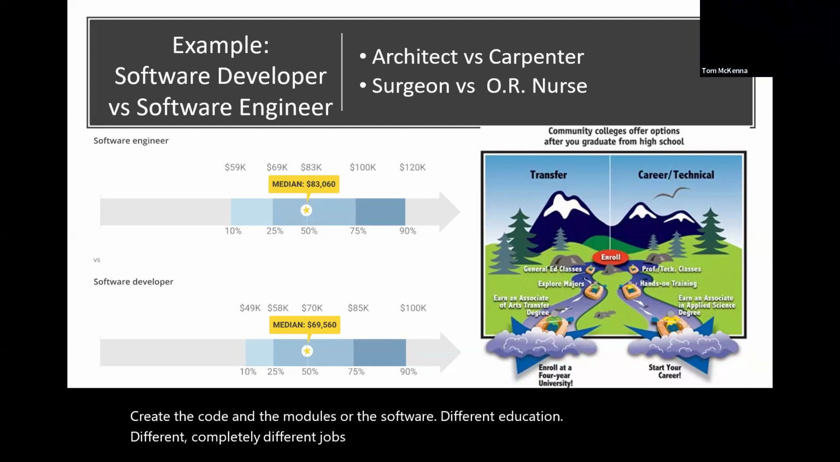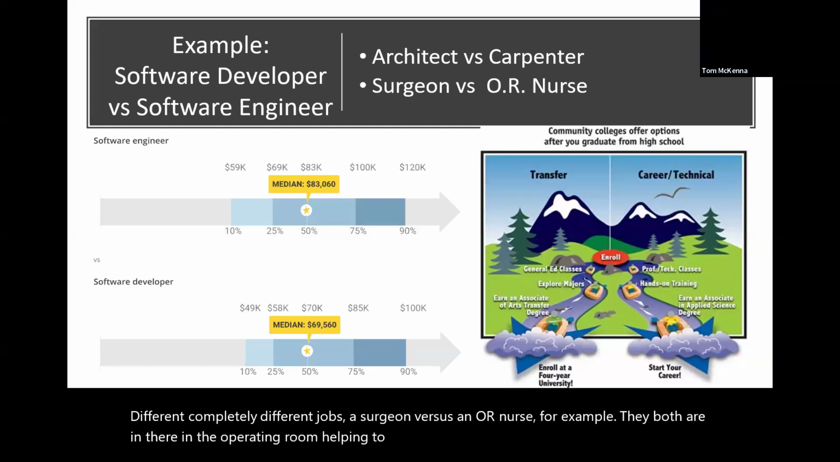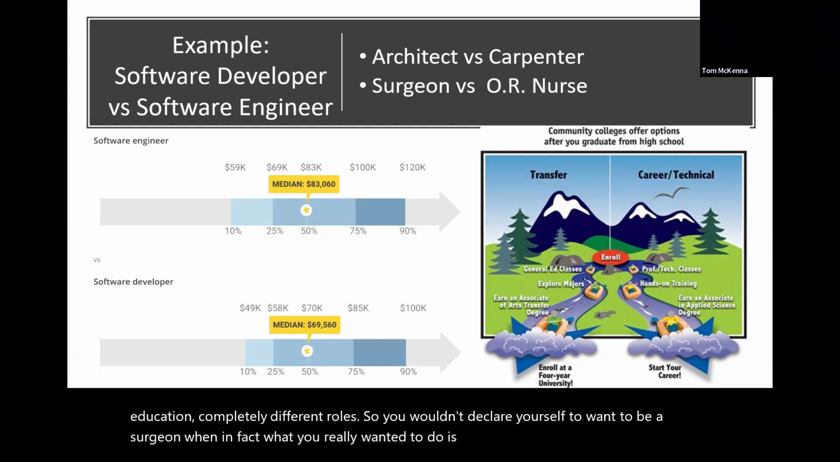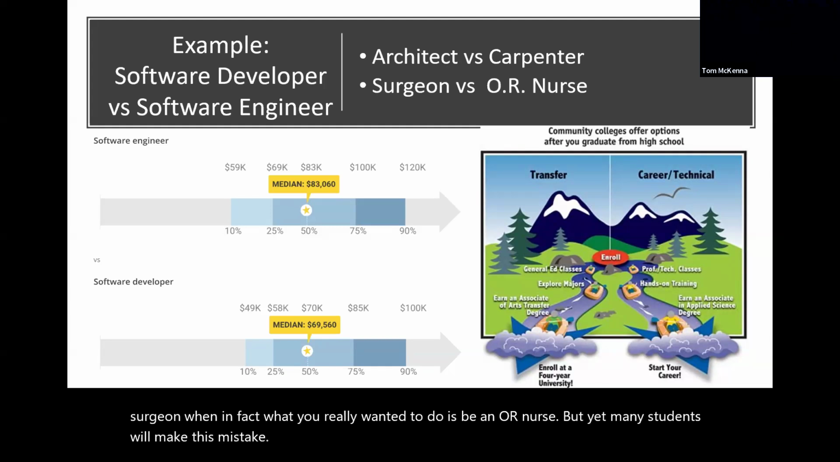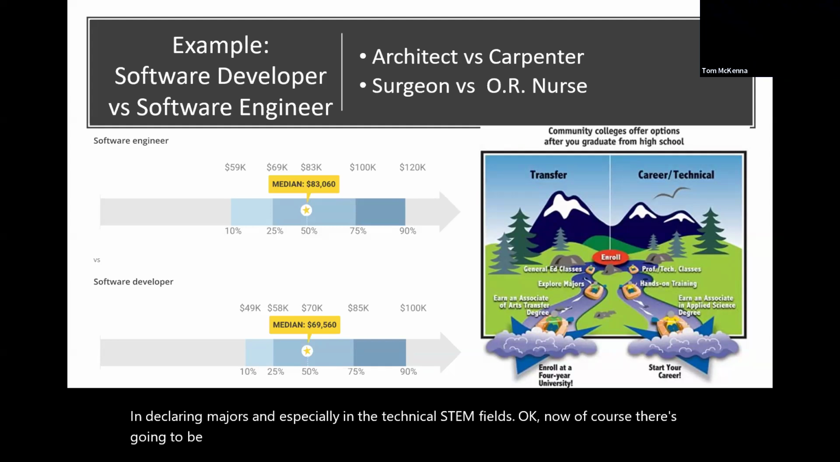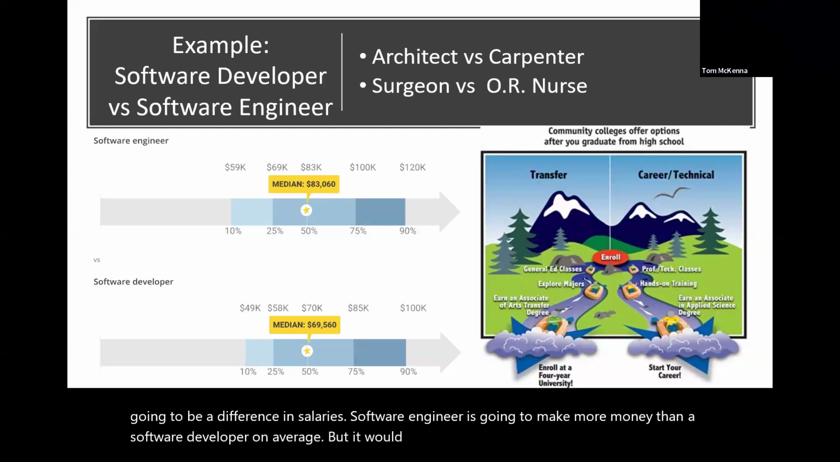A surgeon versus an OR nurse, for example. They both are in there in the operating room helping to save lives, right? Completely different levels of education, completely different roles. And so you wouldn't declare yourself to want to be a surgeon when in fact what you really wanted to do is be an OR nurse. But yet many students will make this mistake in declaring majors and especially in the technical STEM fields. Okay. Now, of course, there's going to be a difference in salaries. A software engineer is going to make more money than a software developer on average, but it would make sense. They're going to have a lot more education and they're going to have a much different type of job.